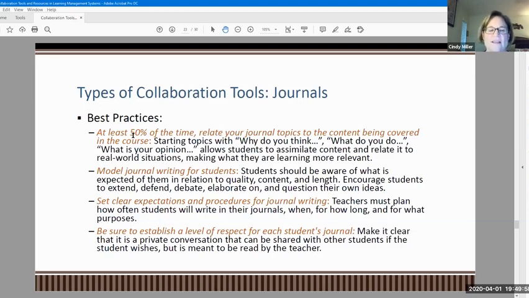So make sure you let them know what's expected of them, the quality, the content, the length. Encourage them to extend, debate, defend, elaborate, all of those. Make sure you set clear expectations for them. And then also be sure to establish a level of respect. So make it clear that it's a private conversation that's not going to be shared with other students unless the students want to share that, and so forth.